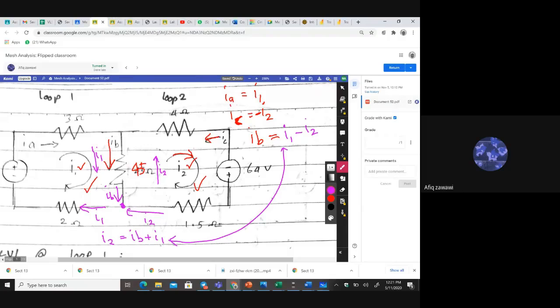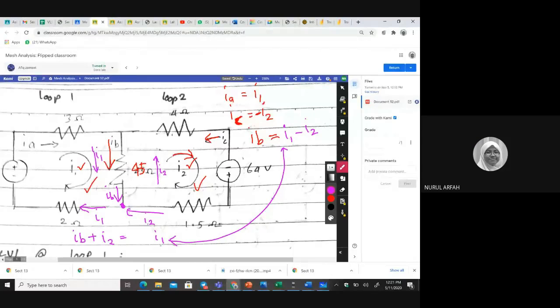No, madam. I2 equals IB minus I1, then equals, oh, wait. Am I the one who is wrong? Wait, let me look. I1 minus IB. Oh, ya Allah. This one, I2 is equal to I2 plus IB. Ya Allah. Good thing I asked you all. Now, is it the same?